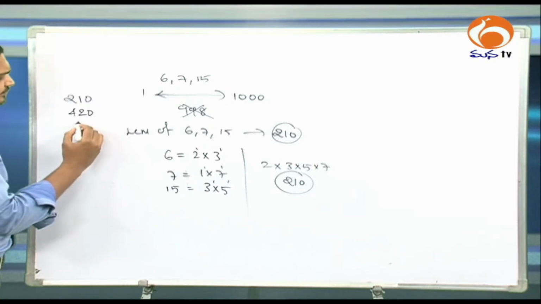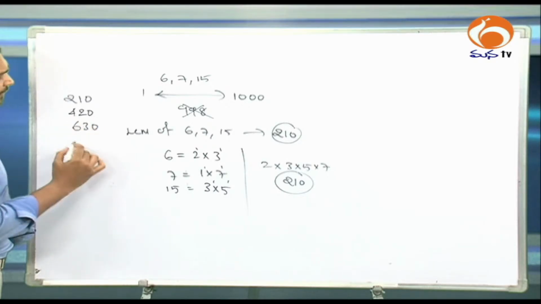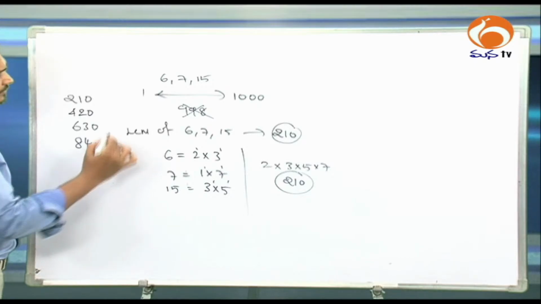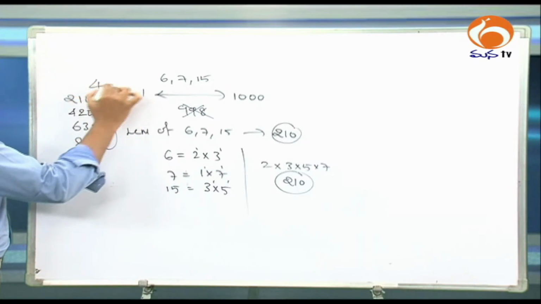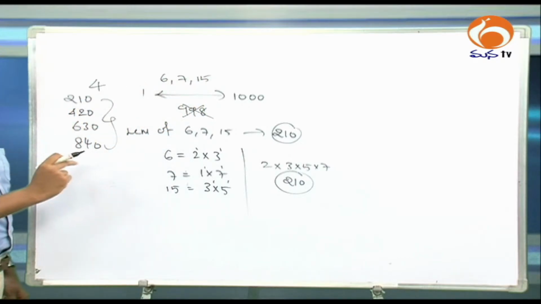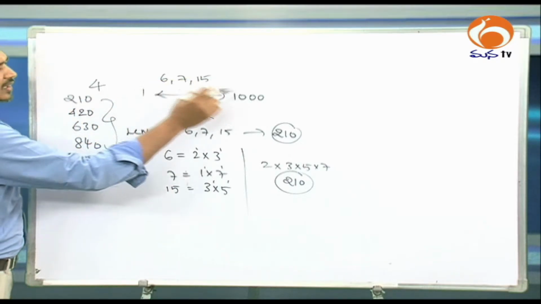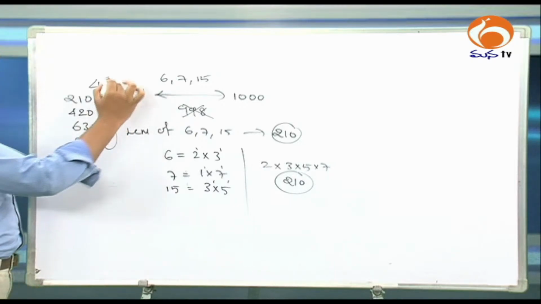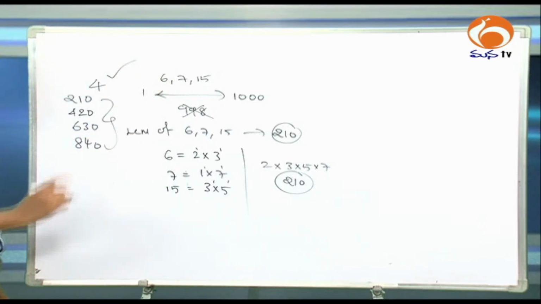And then 630 probably, and then 840. So these 4 numbers are divisible by 6, 7, 15, and at the same time they are the numbers between 1 and 1000. So the answer is 4. Those 4 numbers are 210, 420, 630 and then 840.